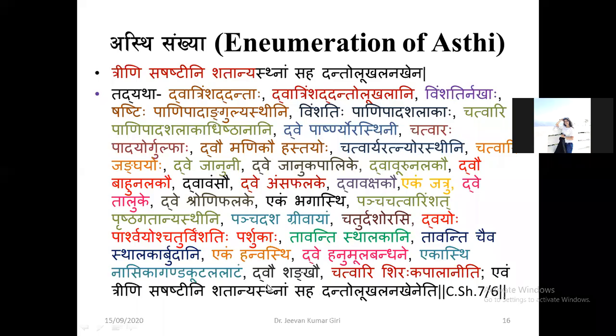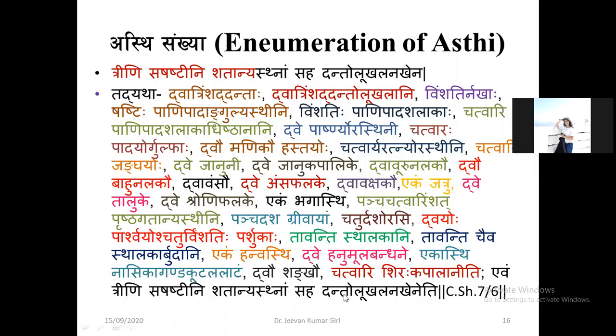Okay. Now next, Dvavo Sankho. So just write Sankha and give arrow and write 2. Next, Chatvari Siraha Kapala Iti. So there are 4 bones in the Sira Kapala. Just write Sira Kapala and write 4. Okay, up to here? See here, Hanvasti 1. Hanumula Bandhana 2. Then Nasika Ganda Kuta Lalata, give arrow 1. Sankha, give arrow, write 2. Then Sira Kapala, give arrow, write 4.